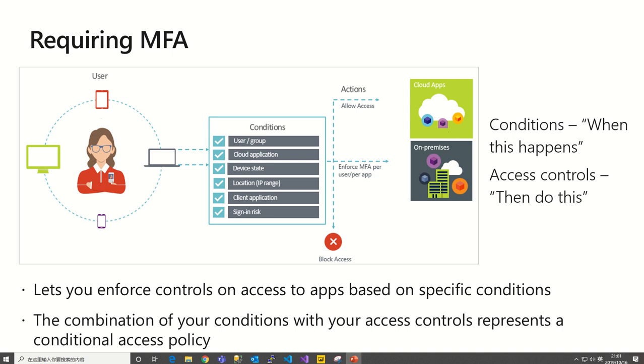Conditional access comes with 6 conditions. User groups is one, and cloud applications, device state, location, which is the IP range, client application, and sign-in risk. So those are all 6 factors. You can use a combination of these conditions to get the exact conditional access policy you need. Notice on this image, the conditions determine the access control from the previous topic.